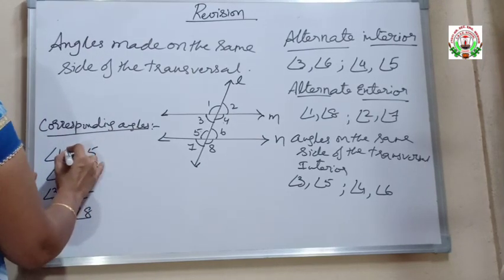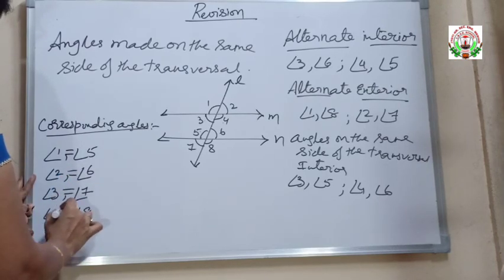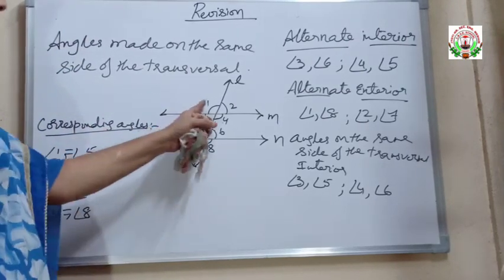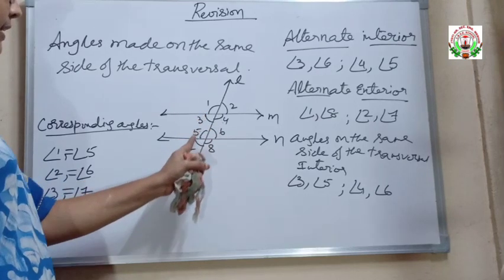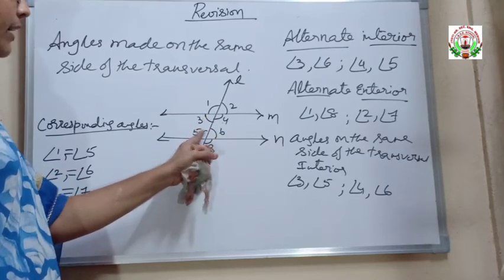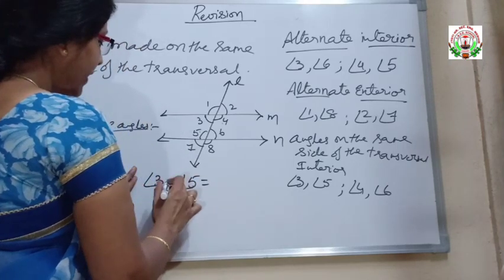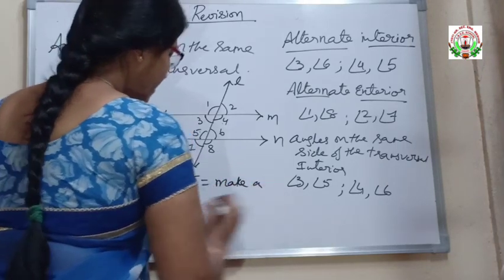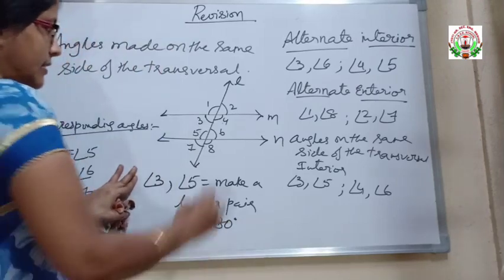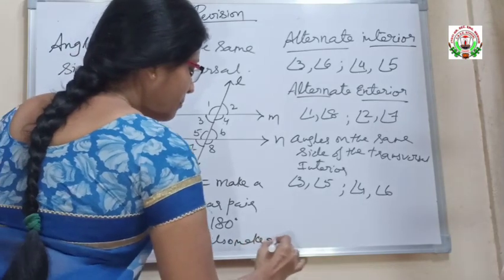And you can see corresponding angles. Angle 1 is equal to angle 5, angle 2 is equal to angle 6, angle 3 is equal to angle 7, angle 4 is equal to angle 8. Corresponding angles are equal. And you can see 3 and 5 are on the same side of the transversal, so they make a linear pair. Angle 3 and angle 5 make a linear pair, that is 180 degrees, and angle 4 and angle 6 also make a linear pair.